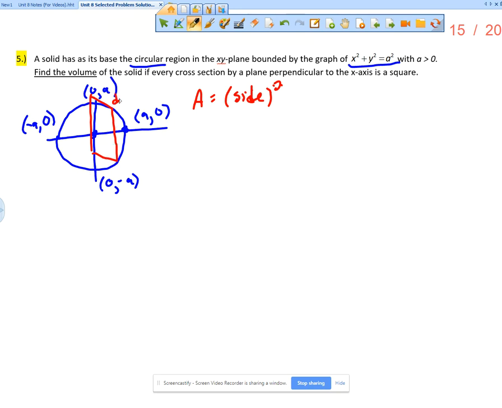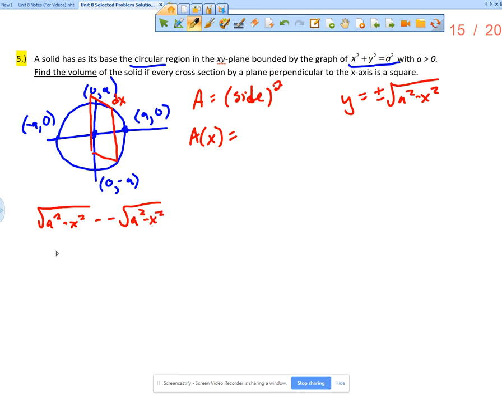But if I'm going to use a dx, I'm going to have my equation in y equals form. So y equals plus or minus the square root of a squared minus x squared. That means the area as a function of x is going to be the length of the side, which is the upper boundary minus the lower boundary. The upper boundary is the positive root a squared minus x squared, minus the lower boundary, which is the negative root a squared minus x squared. So this just gets me 2 root a squared minus x squared, and that is the length of the side. So we're going to take 2 root a squared minus x squared and square that. Remember, the 2 is also being squared because that's part of the length of the side.